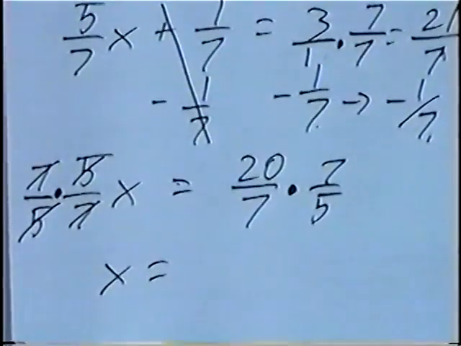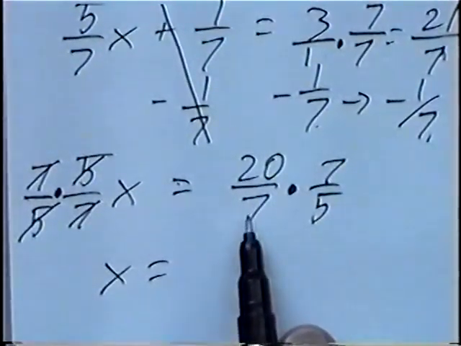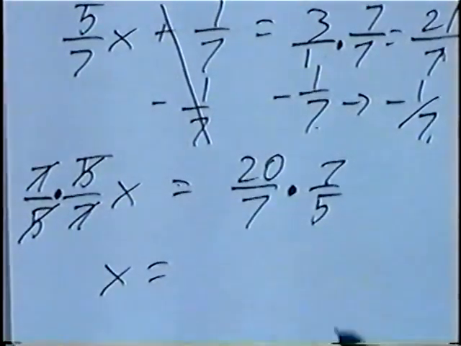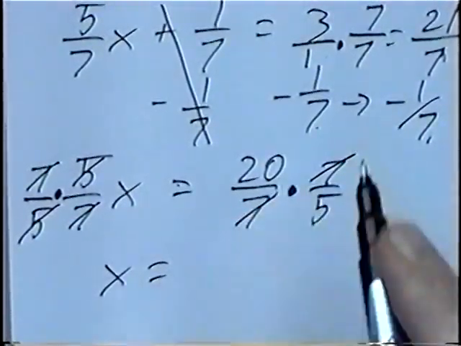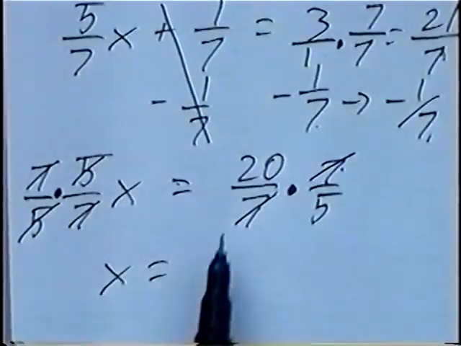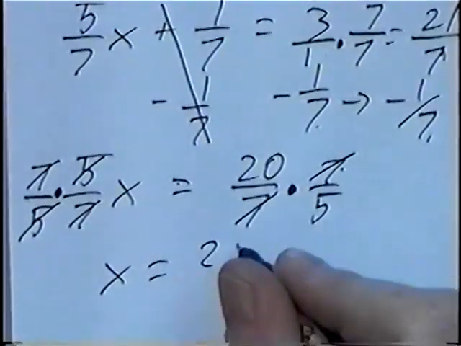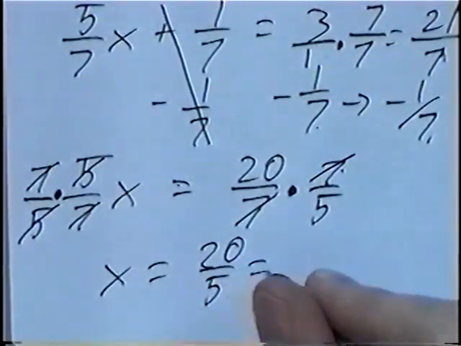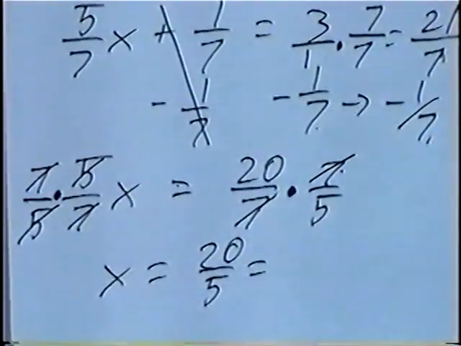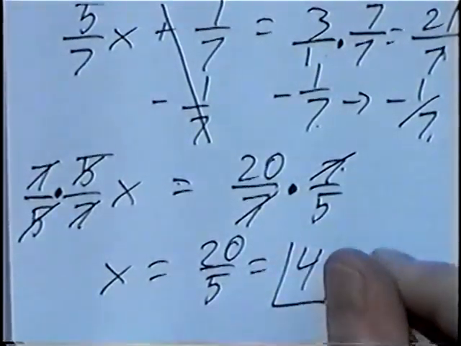An easier part on this one is we have a 7 for one numerator and a 7 for a denominator. We can cancel these out, 7 divided by 7, and we're left with 20 over 5. And if you divide 20 over 5, you'll get the answer x equals 4.